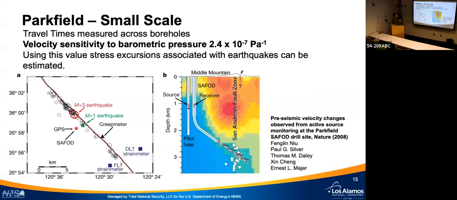So there was a study in Parkfield, and what they did was there's the SAFOD hole, which the goal of it was really to drill right into the fault zone. But they also have this pilot hole right next to it. In this experiment, they had a source and a receiver, essentially beaming an elastic wave from one hole to the other, and measuring the travel time and how that evolves over time. This gives us this sort of time-dependent behavior.